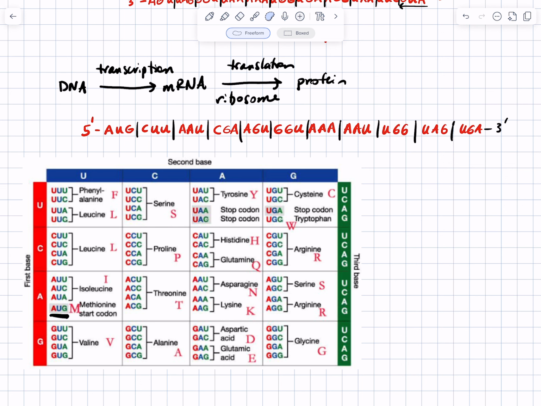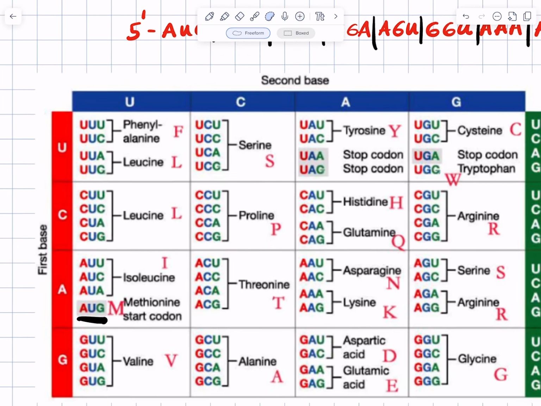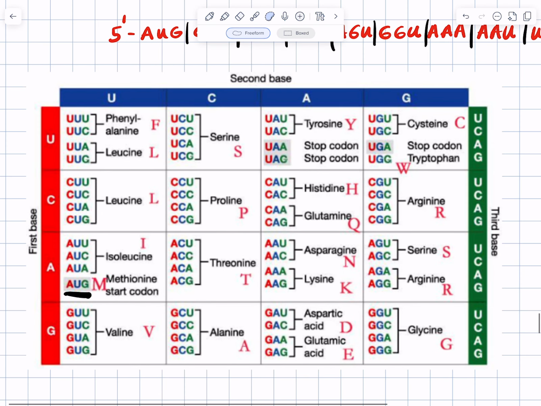This lists all possible codons. Now remember, each codon is composed of 3 bases, or 3 nucleotides. There are 4 different nucleotides. So 4 times 4 times 4 equals 64 different codons. And this is how you read a codon table. Over here on the left is the first base, the 5' side for a codon.